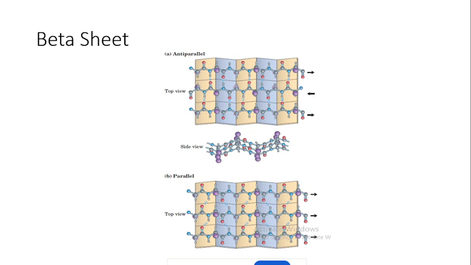So the next section we will read is beta sheet. In beta sheet, what happens? There are two kinds of beta sheets, anti-parallel and parallel.